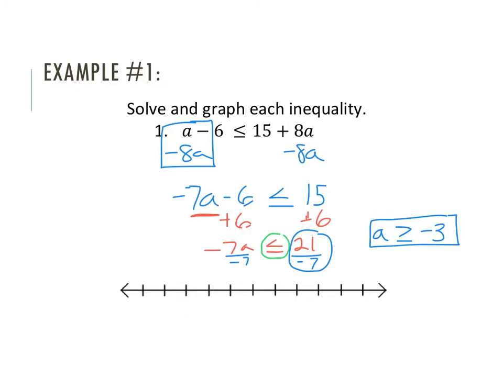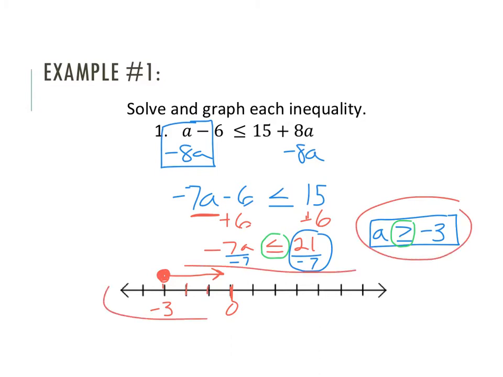We solved it. Now to graph it, since it is dealing with an equal to sign, we're going to, again, signify where 0 is on the number line and where negative 3 is from 0. And since we're using an equals to part, we're going to use a closed circle right above negative 3. And since it's greater than, we're going to point to the right because all greater than values would be to the right of negative 3 on the number line. So here's the solution, and here is what our graph looks like.